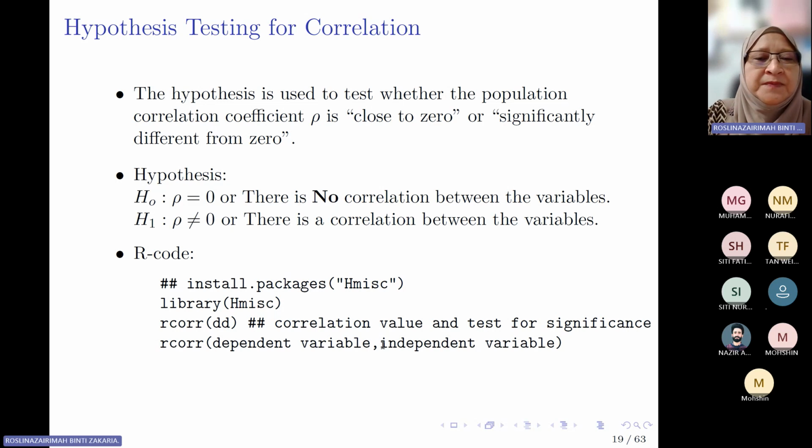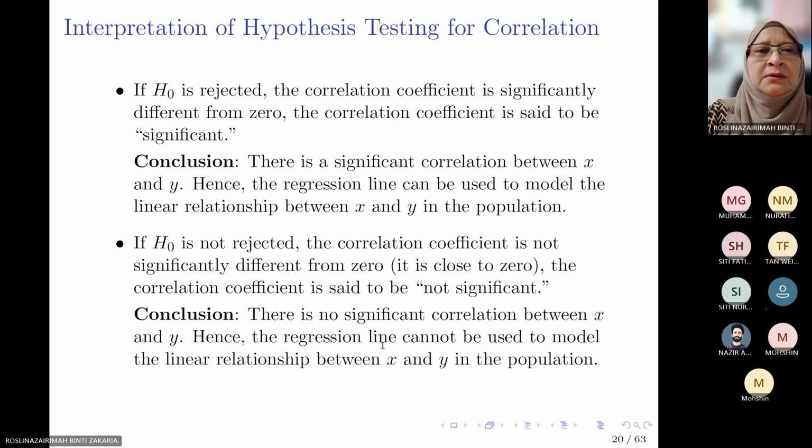Yeah, p-value. Maybe I should write somewhere here so that it will help you to understand better. If H naught is rejected, the correlation coefficient is significantly different from 0. The correlation coefficient is said to be significant. So there is a significant correlation between X and Y. Hence, the regression line can be used to model the linear relationship between X and Y in the population.